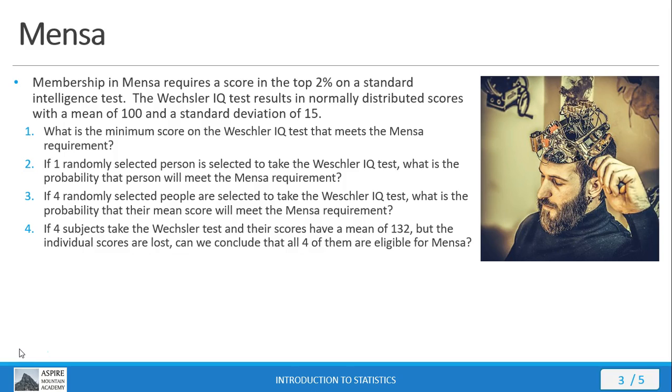First, what is the minimum score on the Wechsler IQ test that meets the Mensa requirement? If one randomly selected person takes the test, what's the probability that person will meet the requirement? If 4 randomly selected people are selected, what's the probability their mean score will meet the requirement? And if 4 people take the test and their scores have a mean of 132, but we don't know what the individual scores are, can we conclude that these 4 subjects are all eligible for Mensa?